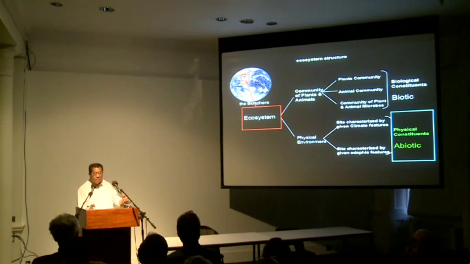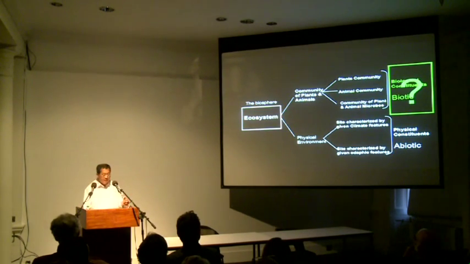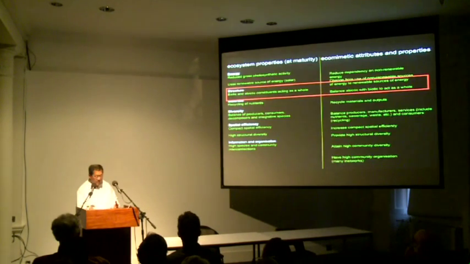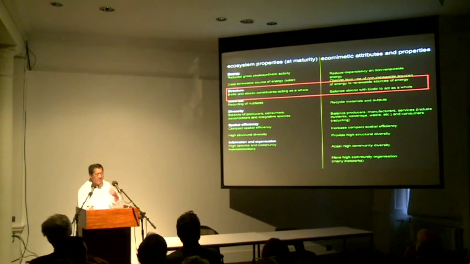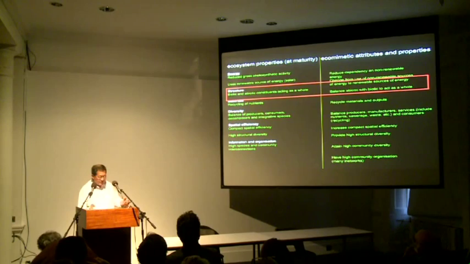If you take this room that we are in, everything is physical, and there's nothing organic except you and me and the bugs and the bacteria. So where are the biotic constituents? And so for me, ecological design, green design has to start with bringing these together. And I started to look at what I call eco-mimesis, designing to imitate the properties and attributes of ecological systems.